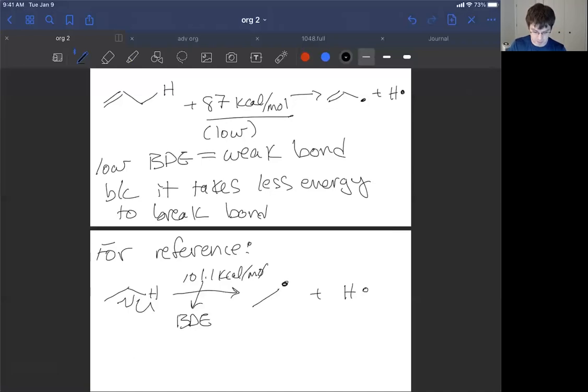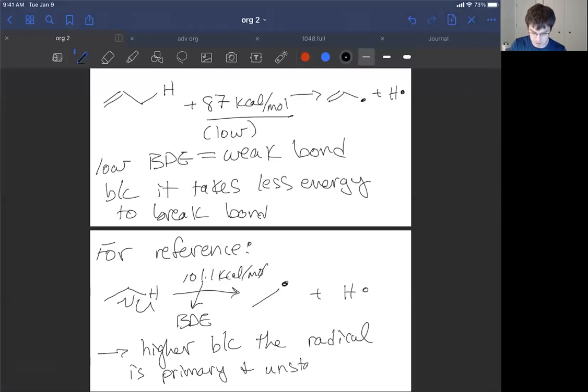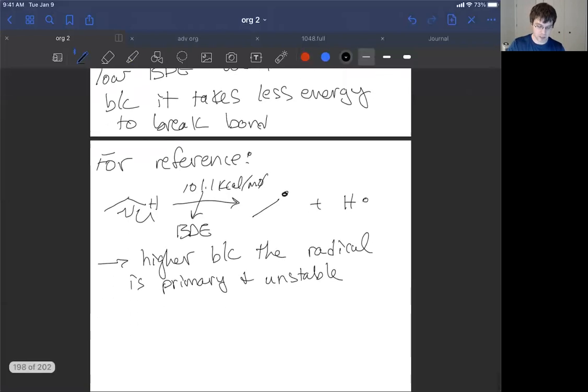Now, why do we drop, or why is this one higher? This is higher because the radical is primary and unstable, right? We don't want primary radicals. Anytime we have an electron deficient center, whether that's a radical or a cation, we want that to be more substituted because then it's more stable. Well, wait a second.